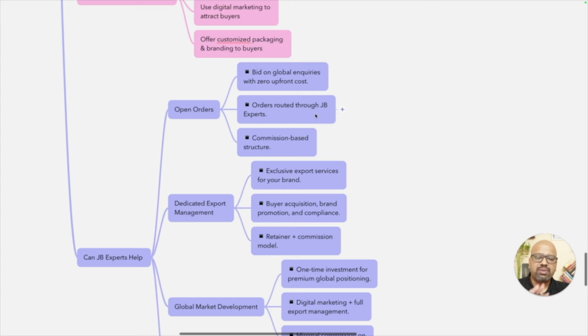Will I get the payment and all? All the payment terms are clear. You will get your payments through the JB Experts company, so you don't need to worry about that. All the routing of this option is going to be through JB Experts.